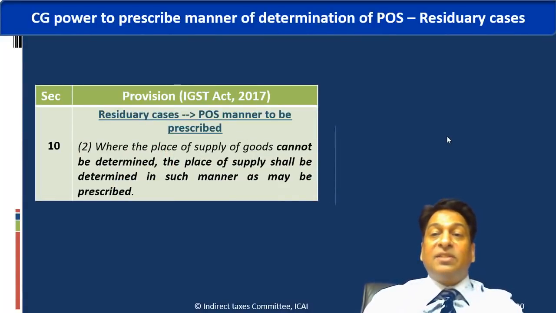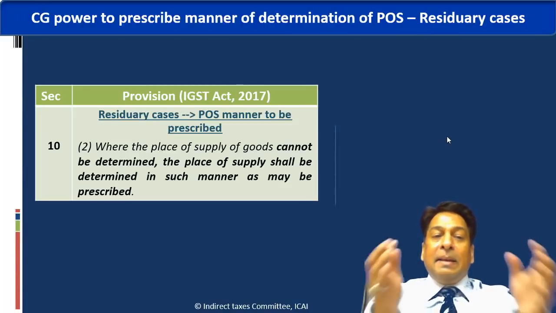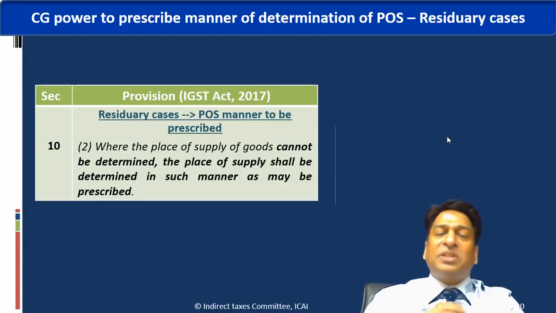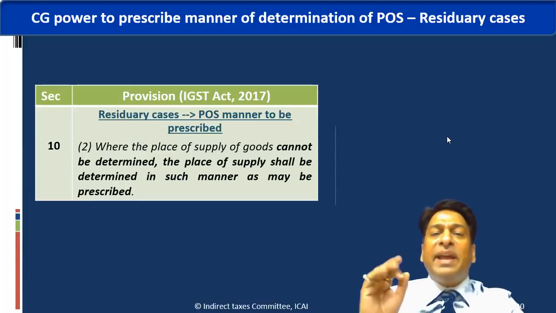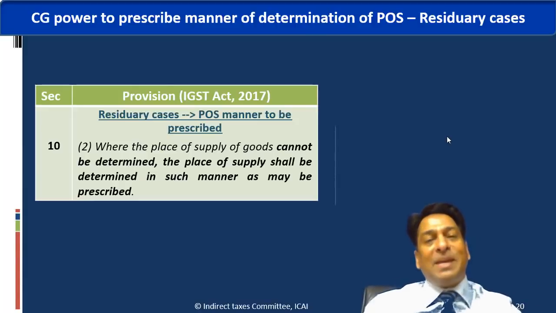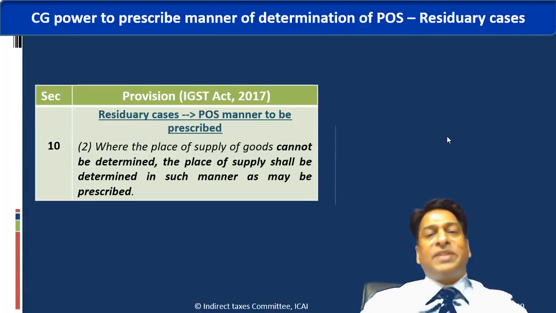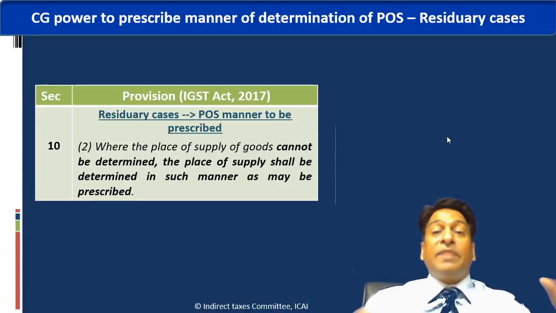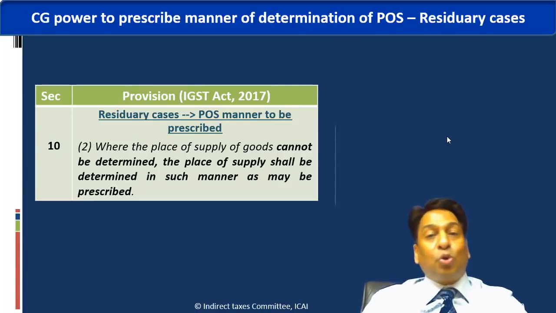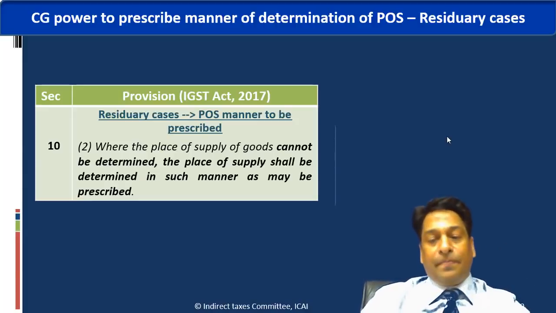Coming to the last subsection of section 10, which is the residuary case, 10 subsection 2. It says where the place of supply of goods cannot be determined, place of supply shall be determined in such manner as may be prescribed. So this is a residuary section. Government has power to issue notification for residual cases where place of supply cannot be determined. So we are through with section 10, place of supply for goods, either intra or inter.